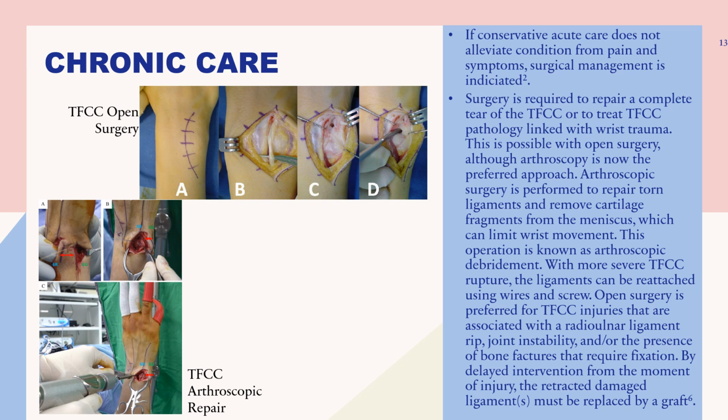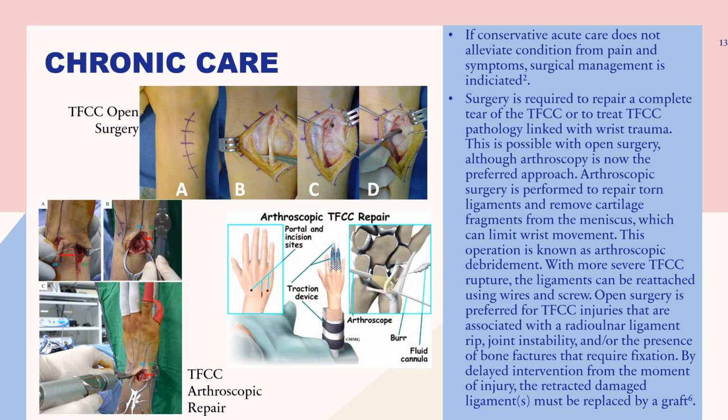So open surgery is preferred for the TFCC injuries that are associated with radio-ulnar ligament rips, joint instability, and or the presence of bone fractures that require fixation. By delayed intervention from the moment of injury, the retracted damaged ligaments may be replaced by a graft. So you can see in the pictures, we have an open surgery, an arthroscopic repair, and kind of how the arthroscopic is repaired in the middle picture.